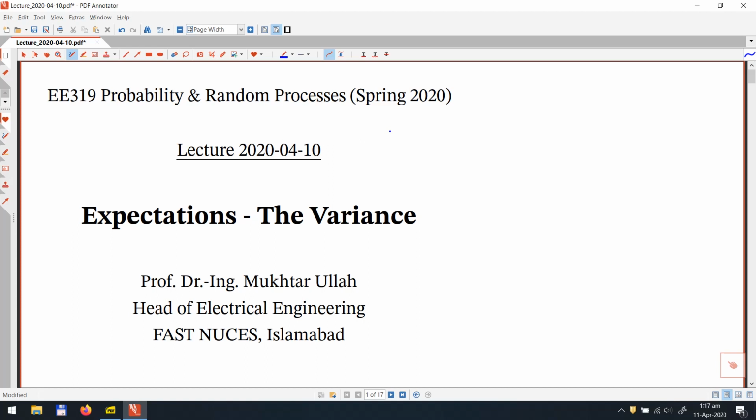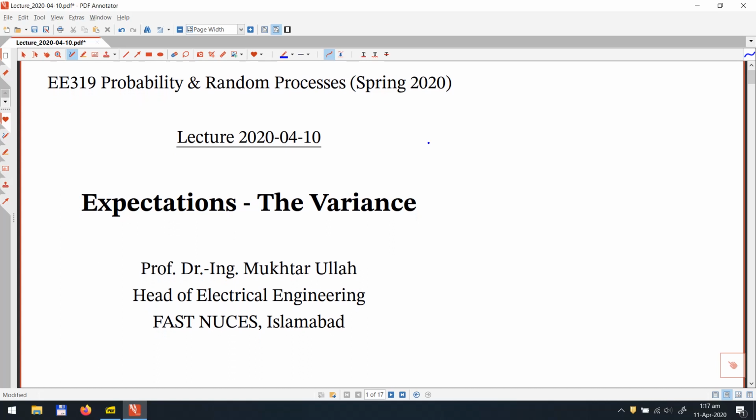Let us begin with our next topic. Last time we were done with the first part of the expectation, and that was the mean of a random variable and the mean of a transformed random variable, and so on. We had a few examples as well.